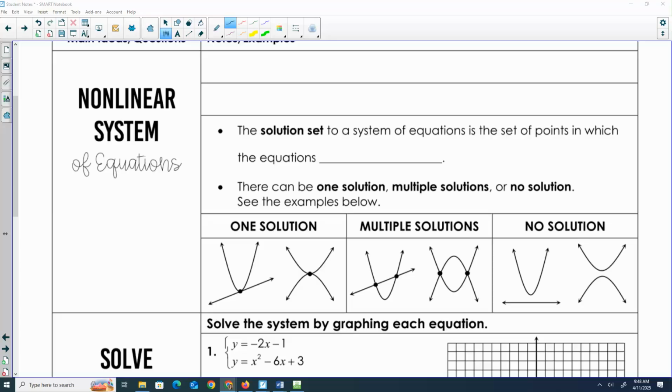And remember, systems of linear equations just meant you had two or more lines, and we were looking for where they met. And we talked about finding them on a graph or by substitution and elimination.